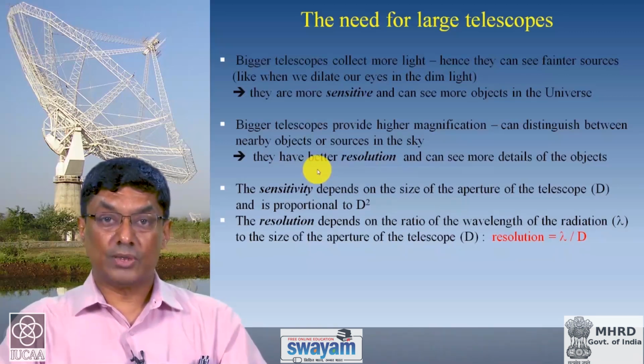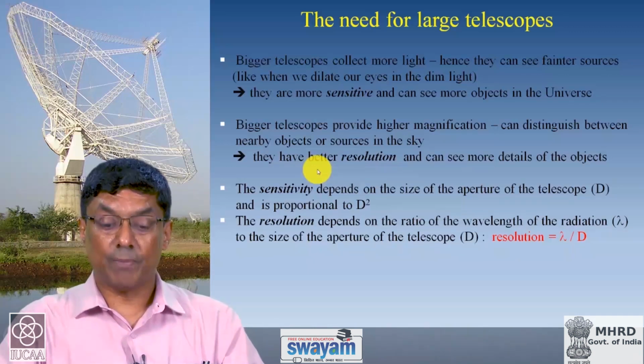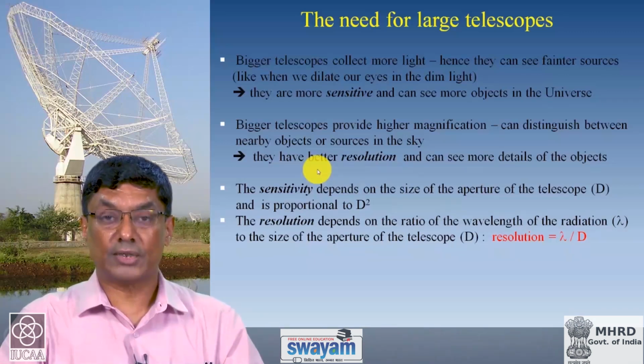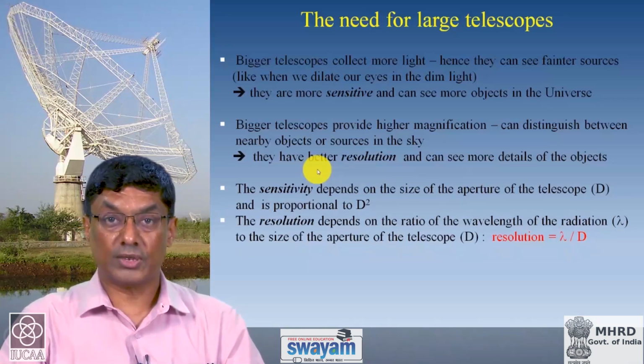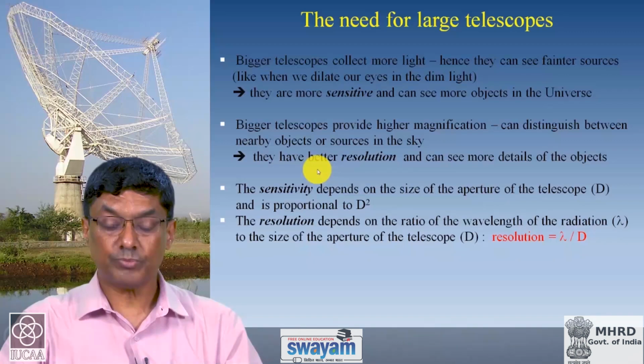In addition to the better sensitivity that a bigger telescope provides, one very important factor is what we call magnification, which is the bigger telescope allows you higher resolution, which means that you can distinguish between nearby objects or sources in the sky much better, and therefore, you can see more details of objects.